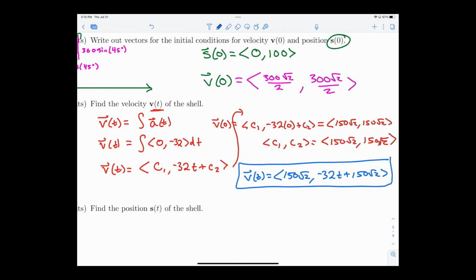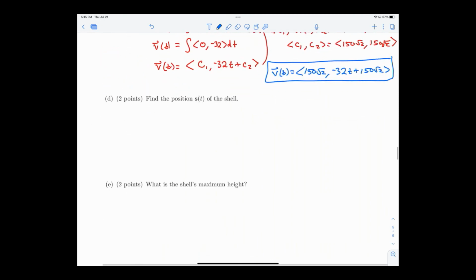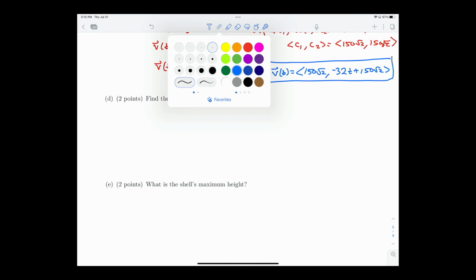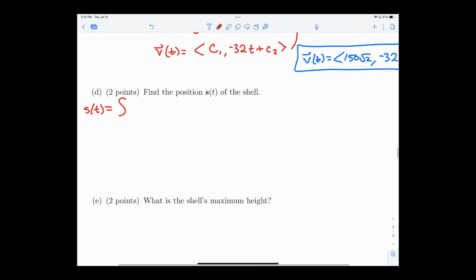Okay, so we have v of t. Then they say find the position equation for the shell. Well, to get the position equation, you have to integrate velocity. So we have that s of t is the integral of the v of t dt.